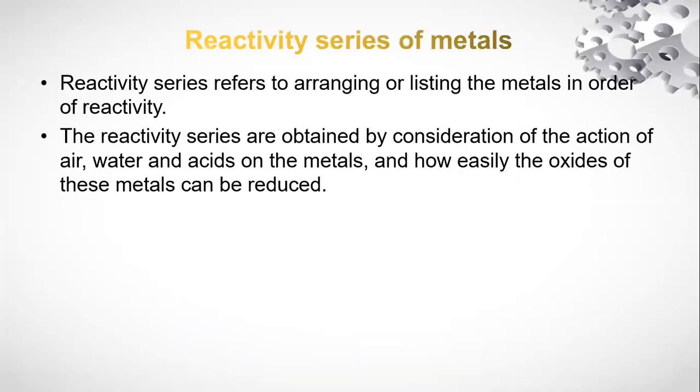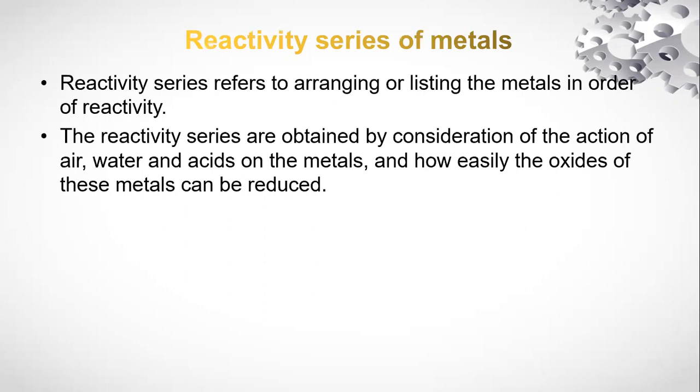So reactivity is just one of the properties of metals, whereby it describes the ability of metals to react and combine with other elements. Now, what do we mean when we say reactivity series? The reactivity series of metals simply refers to the arranging or listing of the metals in order of their reactivity. So it's just the arrangement of all the metals in accordance to their reactivity strength.